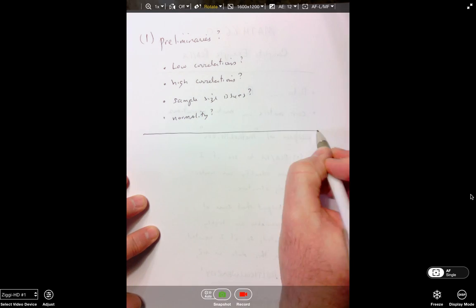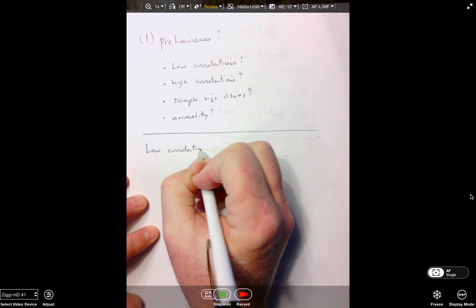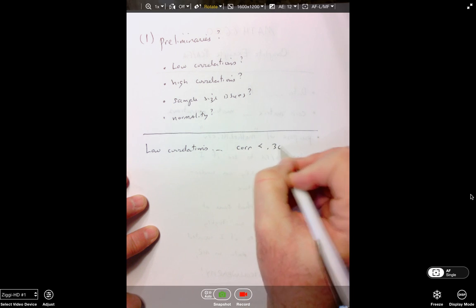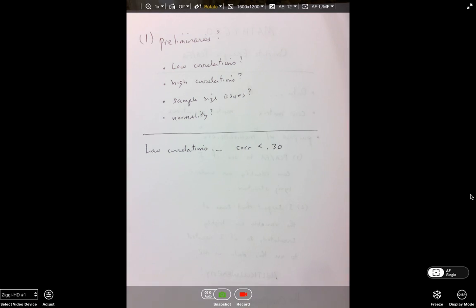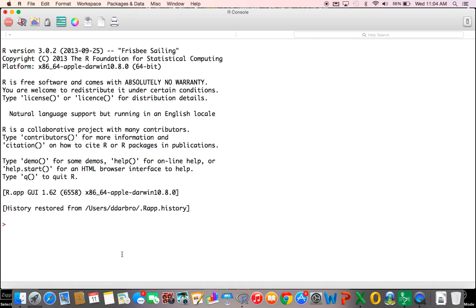Now, the first one is low correlations. Typically, when I have a lot of correlations below 0.30, then that could be problematic, okay? Now, again, what is a lot? Well, a lot is clearly subjective, and I presented it that way on purpose. So, guys, what it looks like to me, I'm getting ready to crunch some data, so I need to bring R into play.